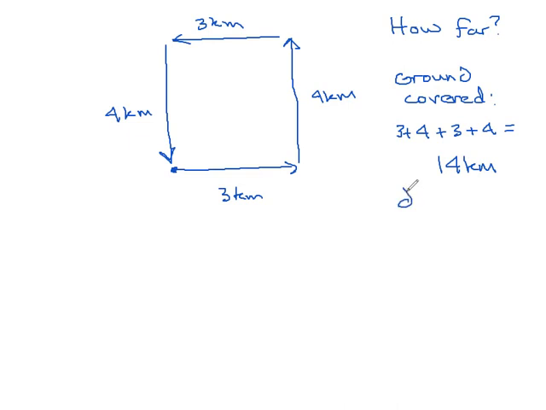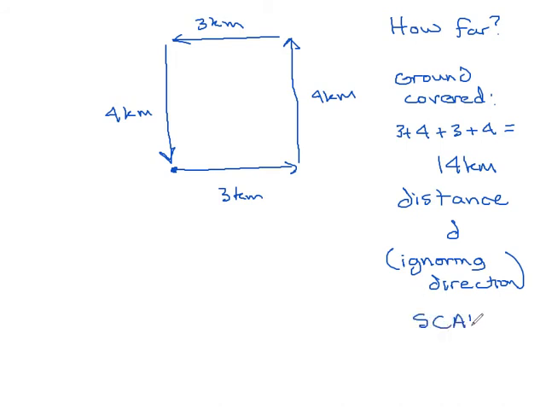When you do that, that is called a distance, and it gets the symbol D. When we do that, we're saying we're ignoring direction. And because there's no direction on this, what I just did is called a scalar addition. I didn't pay any attention to the directions. We said that scalars are numbers that don't have any direction. So the distance for this would be 14 kilometers.